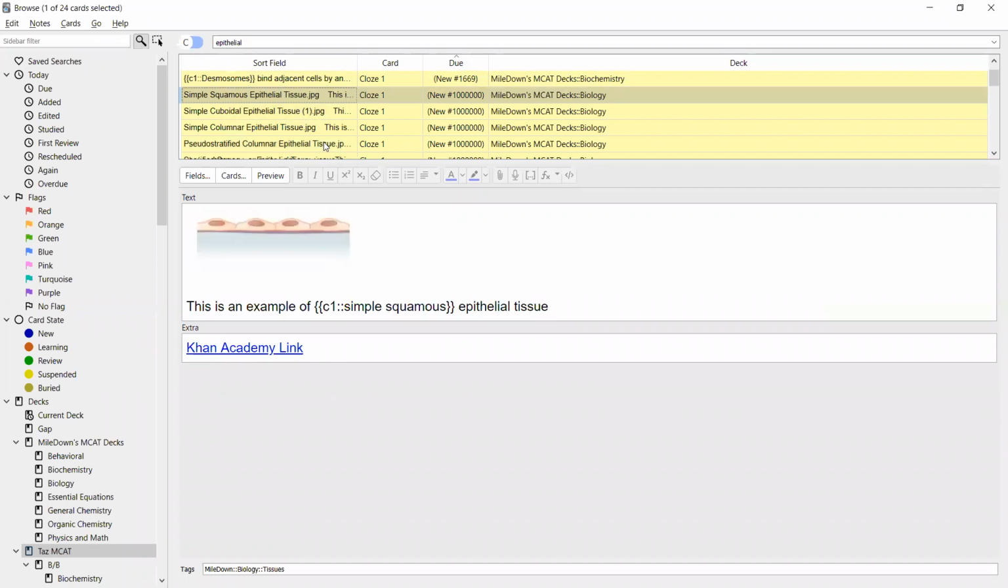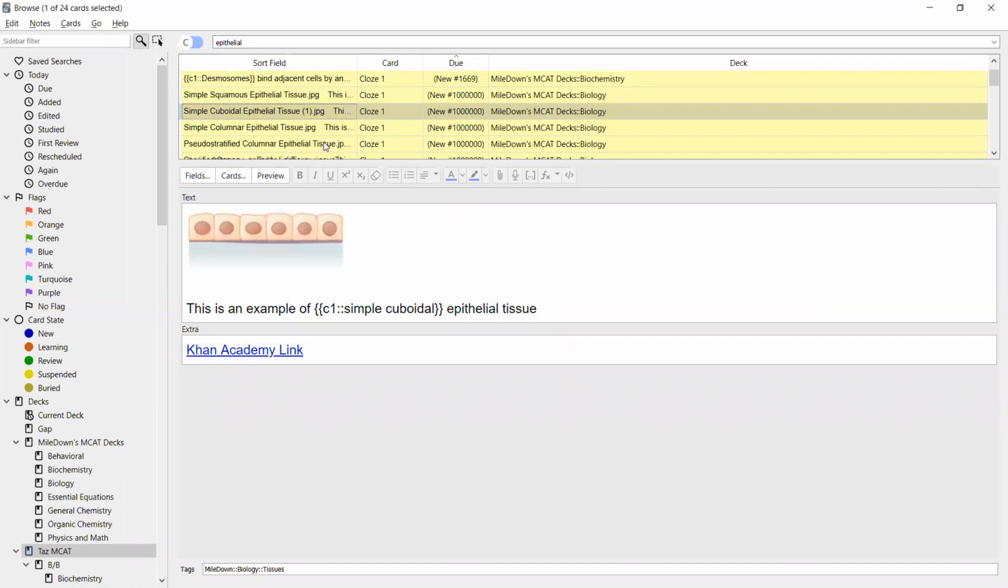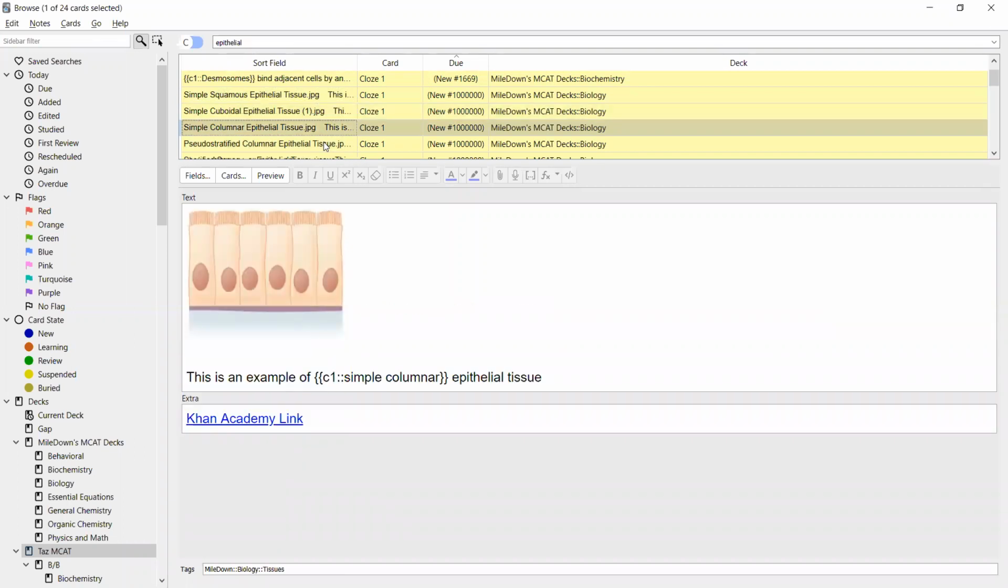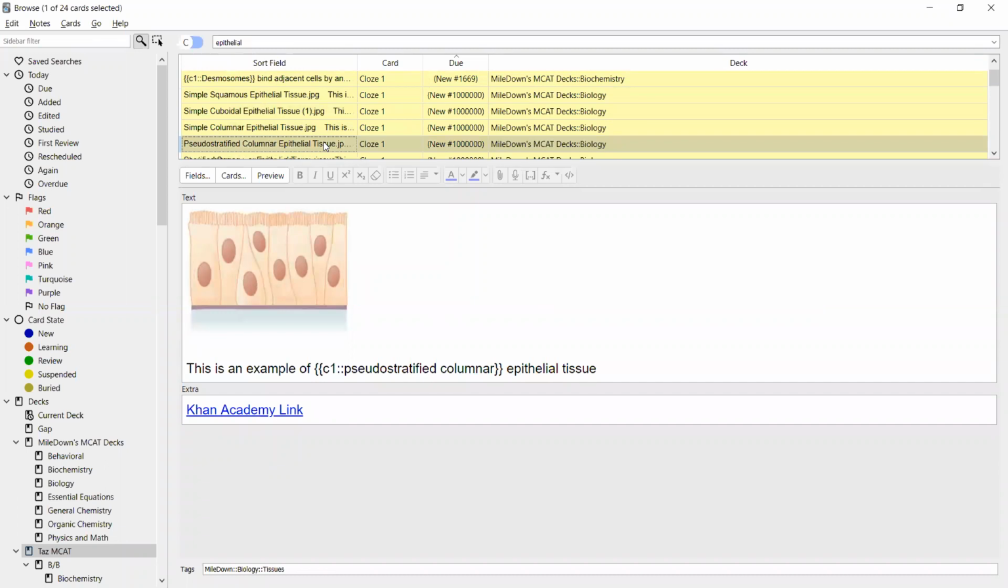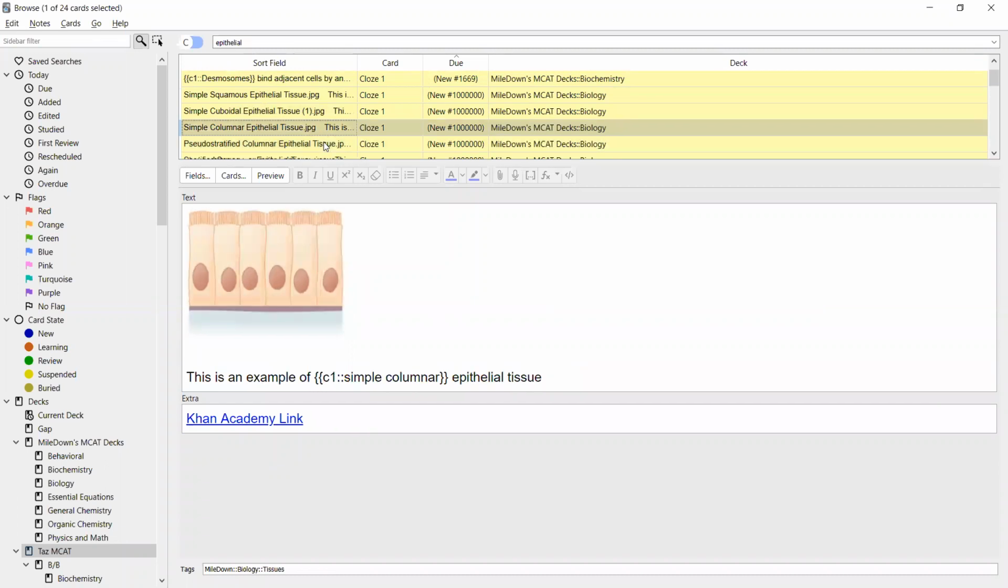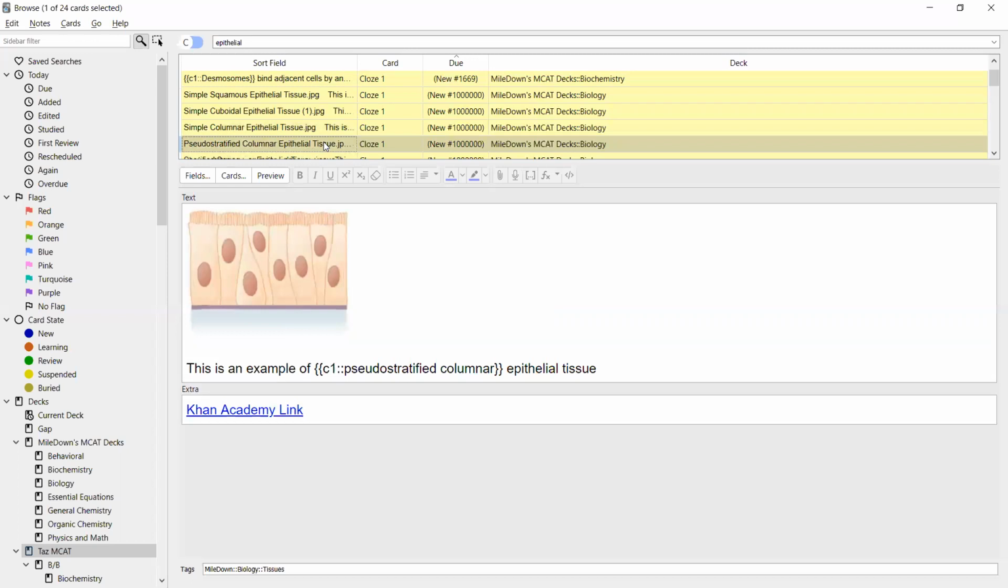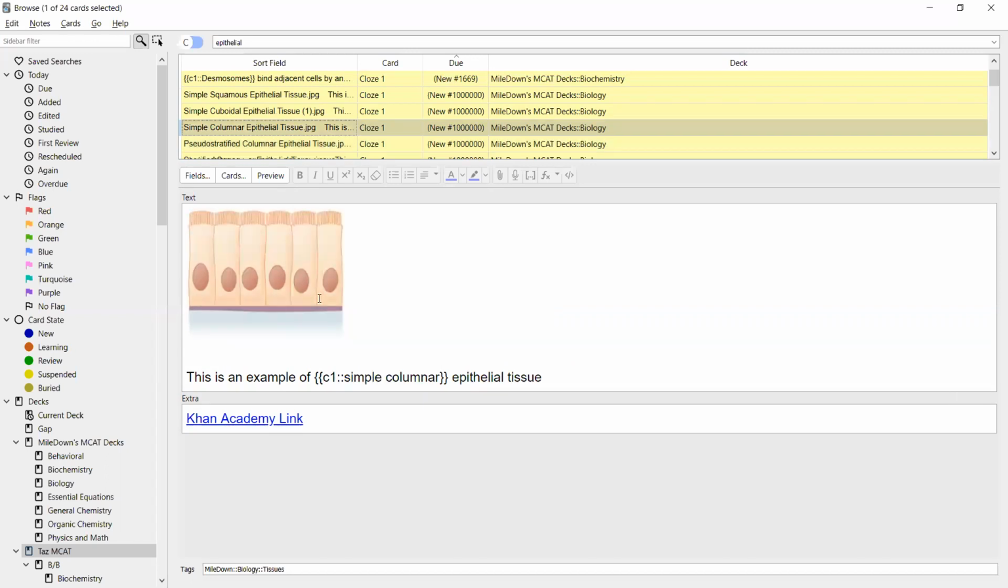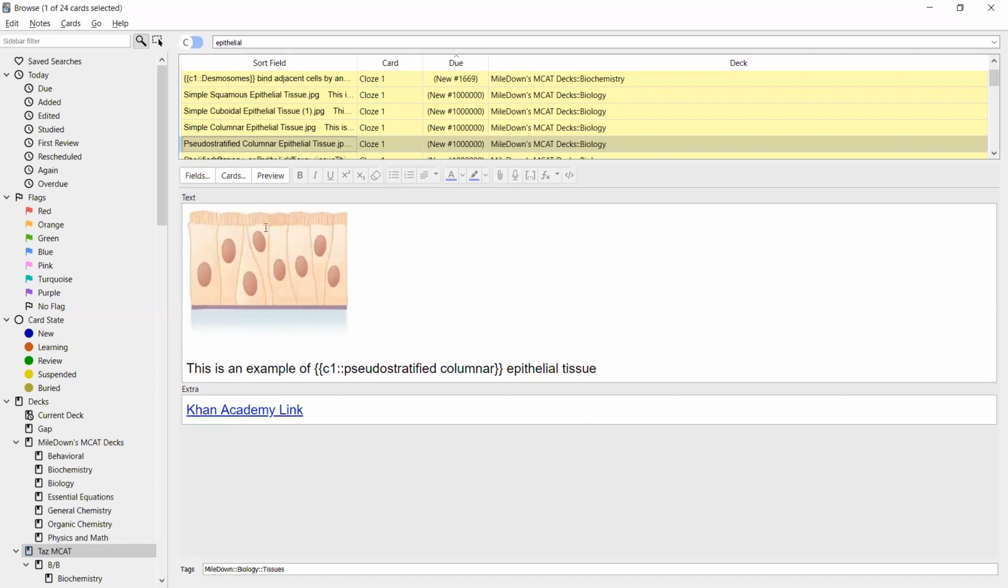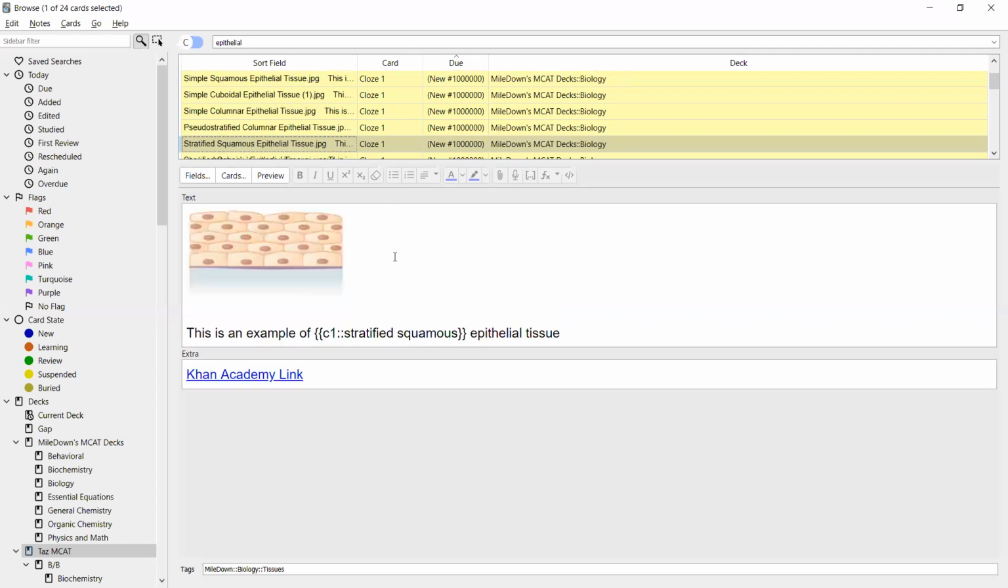So here we have simple squamous epithelial tissue, cuboidal epithelial tissue, columnar, long and tall, and pseudostratified. So this is normal, simple columnar epithelial tissue. Pseudostratified looks like it's all over the place, but actually you can see that they're all still single file columns. It's just that the nucleus is in different spots.